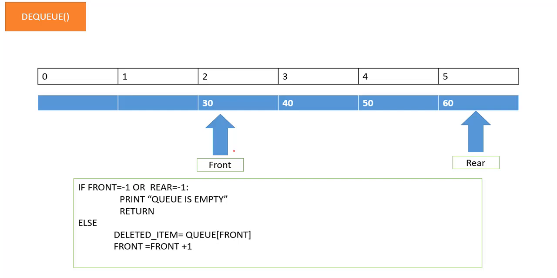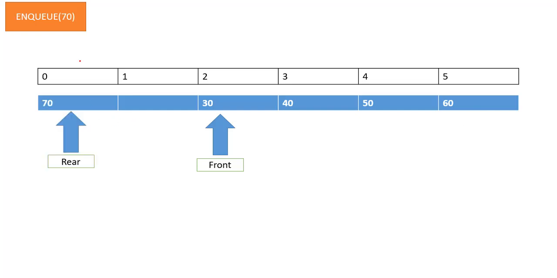So meanwhile I have two empty locations. I will insert some elements in this position also. So I am enqueuing here, enqueue of 70. Enqueue of 70 with the circular queue insertion algorithm, we are inserting 70 here. Now rear is pointing to this position.